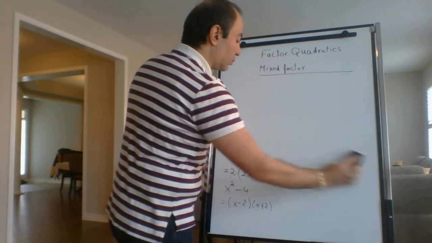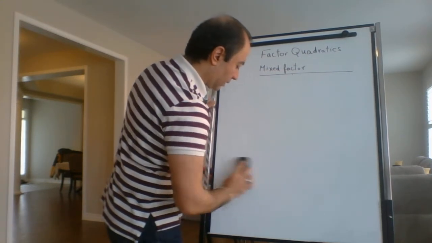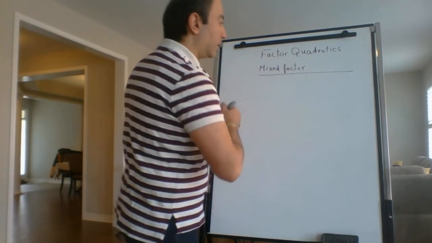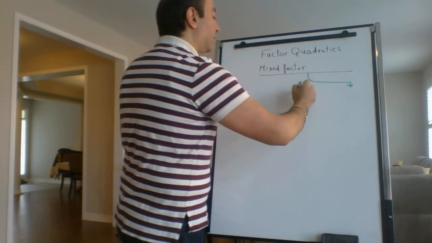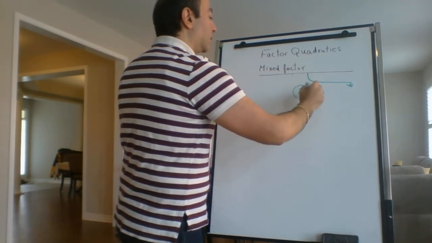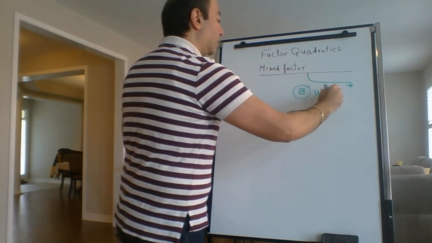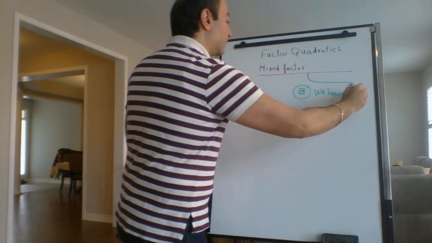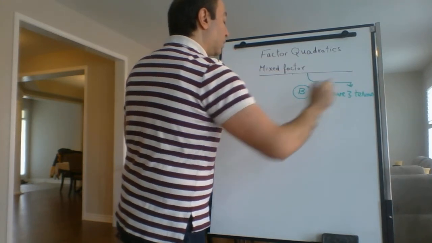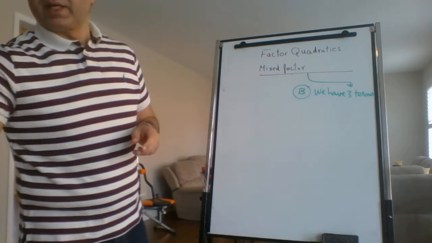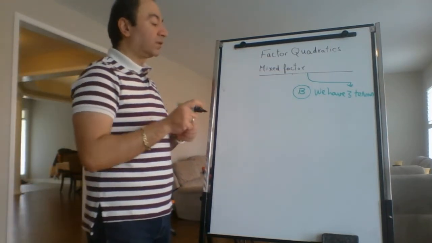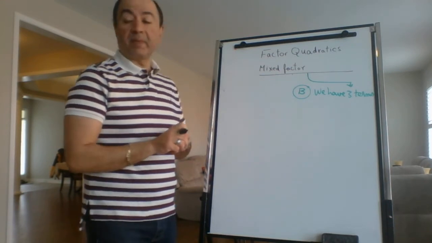Now we are going to deal with the right side of the chart, B, which is where we have three terms. Again, we're going to start by looking for common factors. We factor it out. After that, we try to factor what remains.